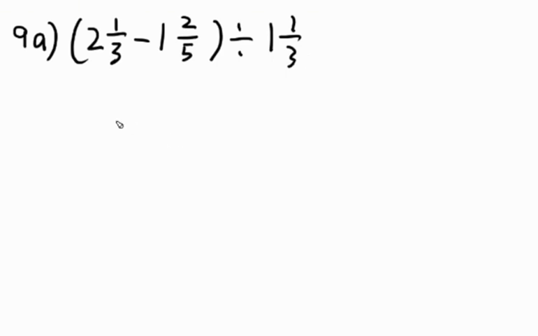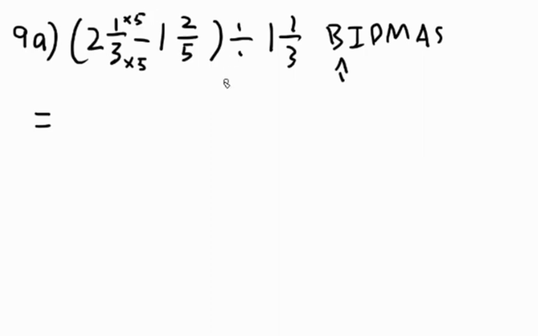Question 9a. Bracket 2 and 1 over 3 minus 1 and 2 over 5, bracket, divided by 1 and 1 over 3. So first, BitMath, where B is the brackets. So we would need to solve this part first, then we'll move on to the division. So we would need to multiply the fractions to get the same denominator. So we can do 3 times 5 and 1 times 5, and 5 times 3 and 2 times 3.